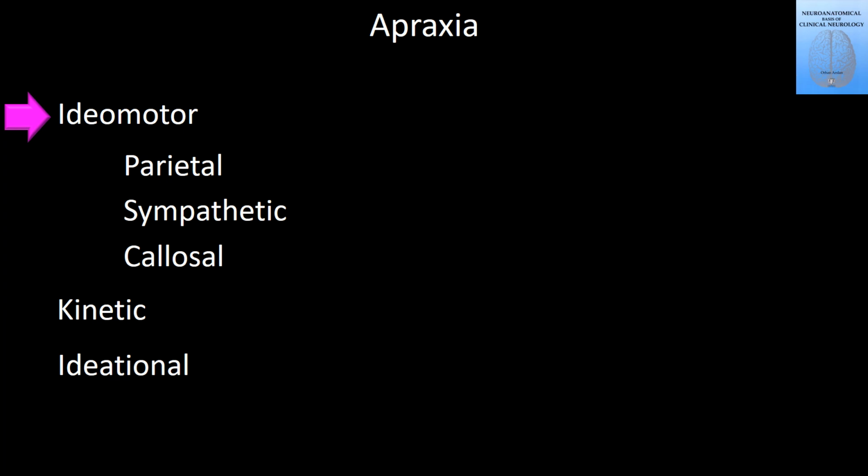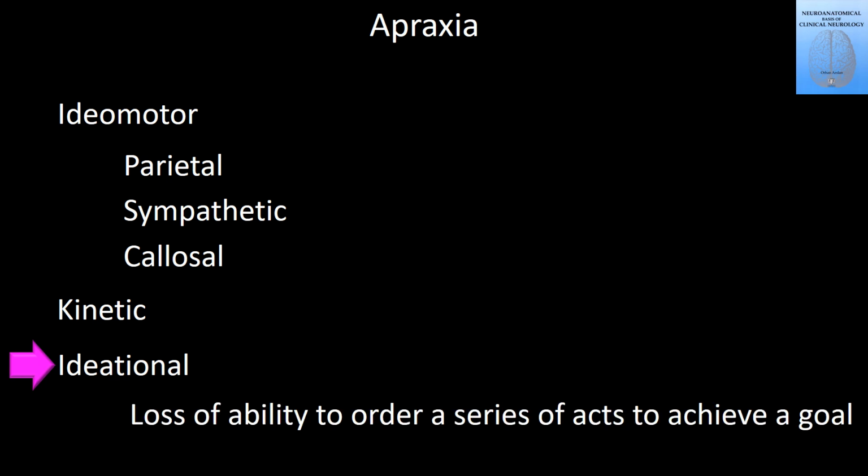So we have talked about ideomotor apraxia, and we just have finished talking about kinetic apraxia. And now we will talk about ideational apraxia. Ideational apraxia implies the loss of ability to order a series of acts to achieve a goal.